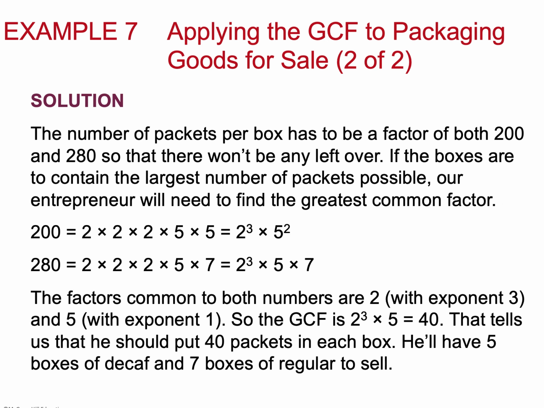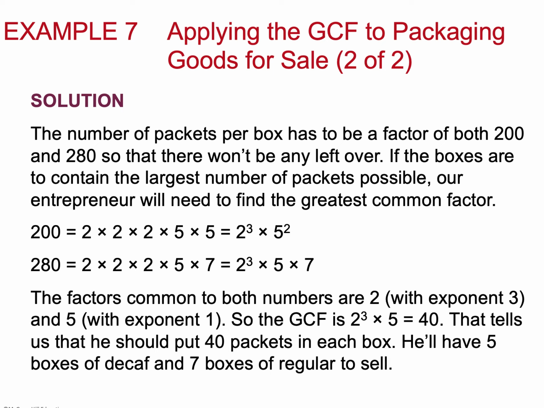So the number of packets per box has to be a factor of 200 and 280. That way I don't have any left over. I don't have a remainder. So if the boxes are supposed to contain the largest number of packets possible, then we need to find the greatest common factor. So I'm going to do the prime factorization of those numbers.